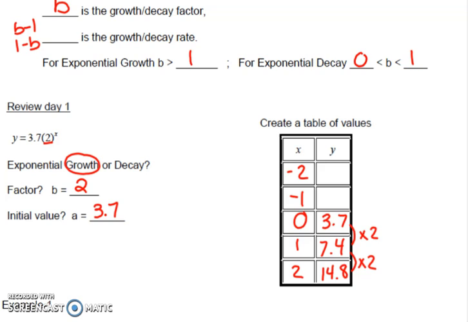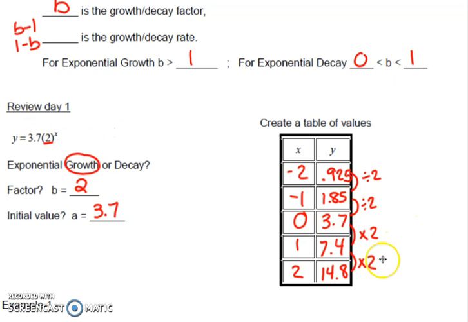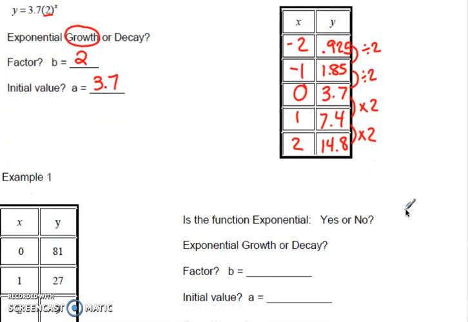Okay? So that's how you go forward in a table, given the growth factor. To go backwards, the opposite of multiplying is dividing. So you're going to divide by 2 and get 1.85. You're going to go backwards and divide by 2 and get 0.925. Okay? So again, if you're going forward in a table, you are multiplying. If you're going backwards, you're going to be dividing. Okay? So let's look at some examples.